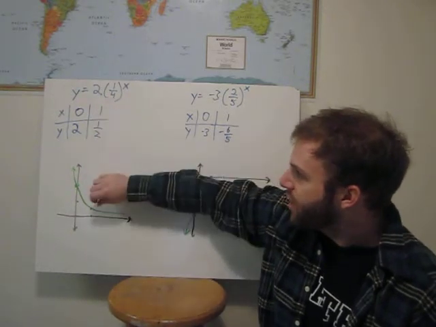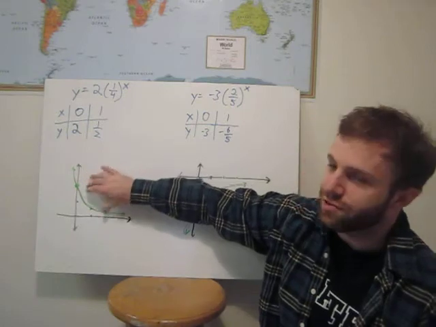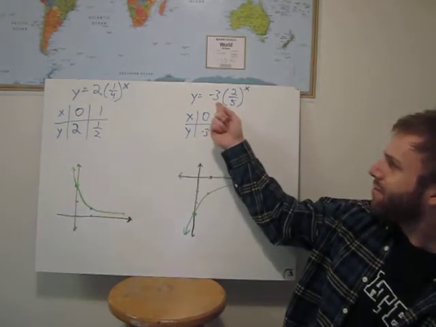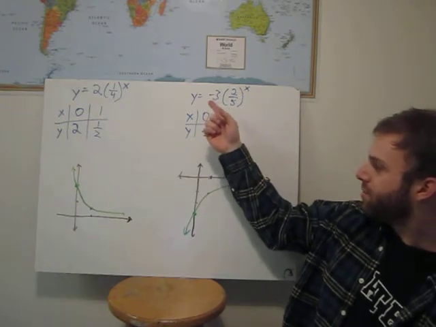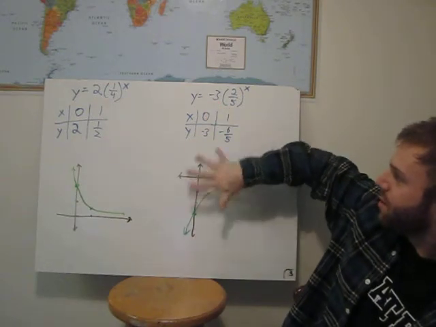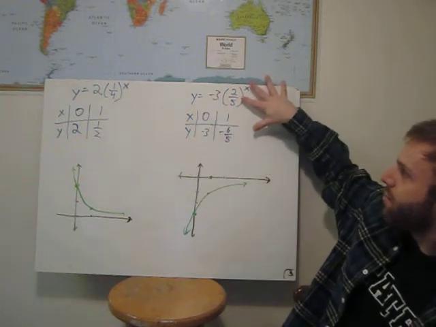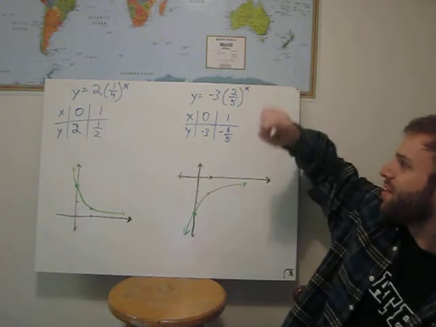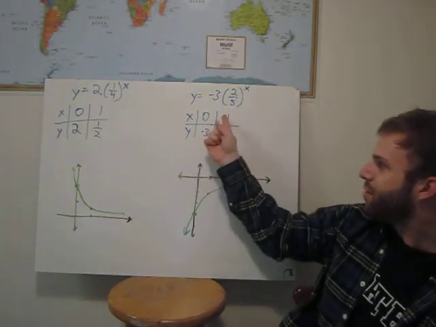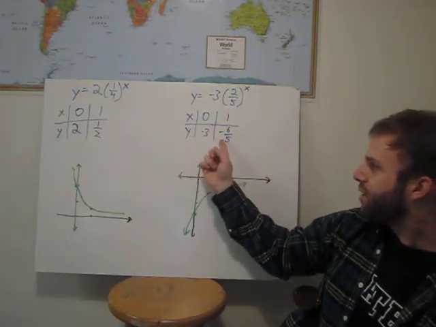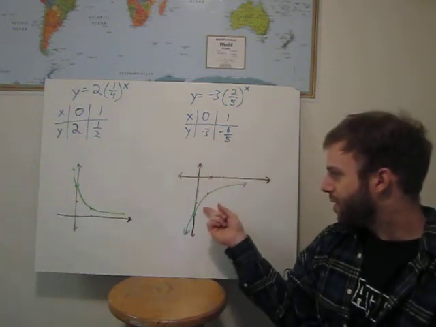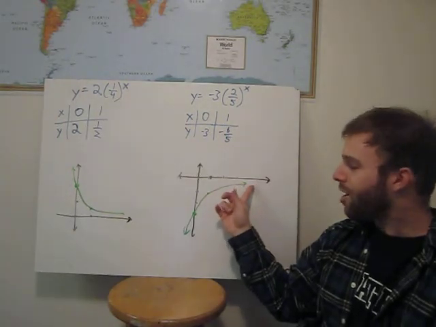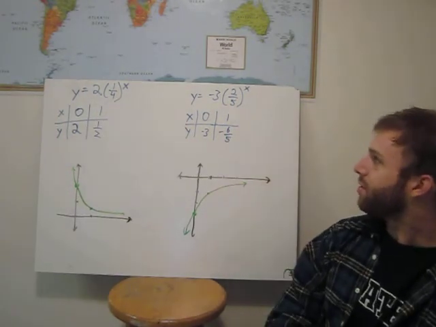So that 2 is kind of stretching this exponential function a little bit. And here we have a -3 out in front, so that negative is going to flip this graph like that. And our b value is 2/5, and it's raised to the x. So again, if we look at 0 and 1, we're going to get -3 and -6/5. So we'll just plot that on here. And in this one, it keeps coming closer and closer up to the x-axis, but never quite reaches it.